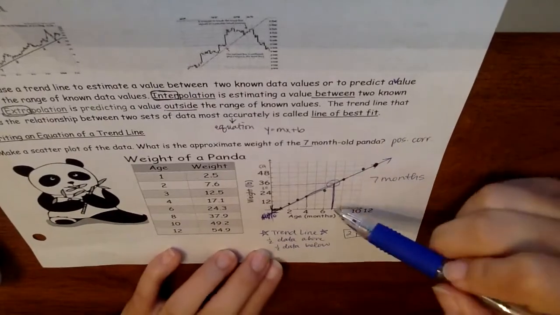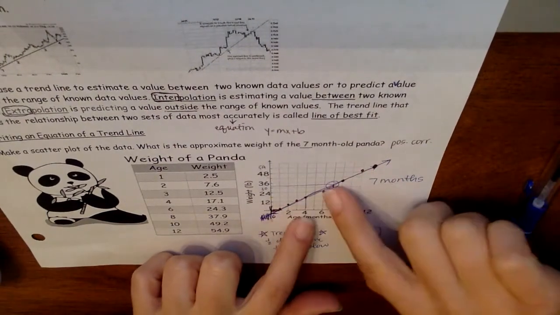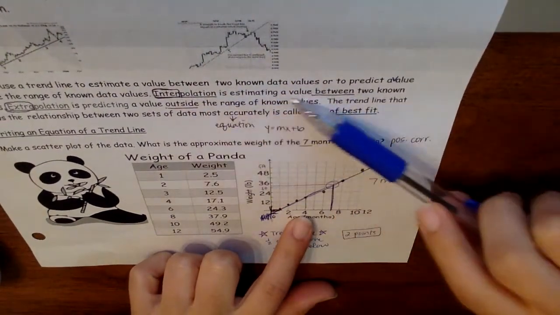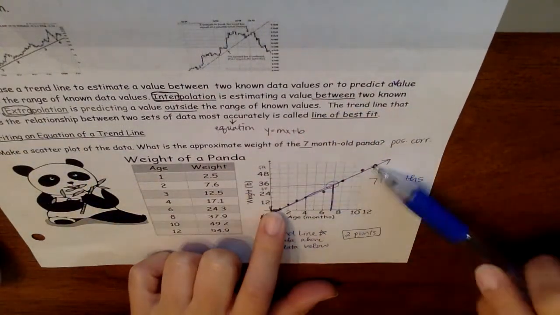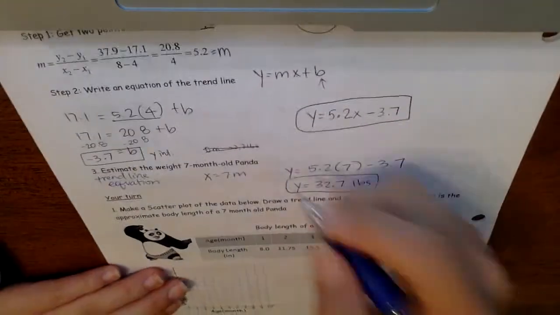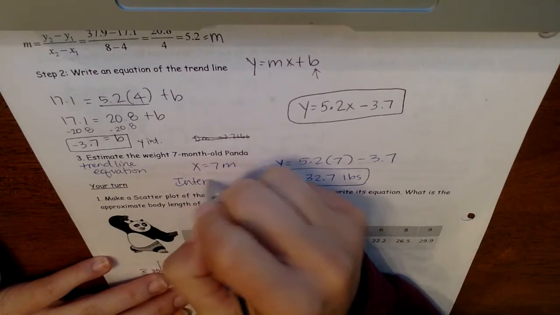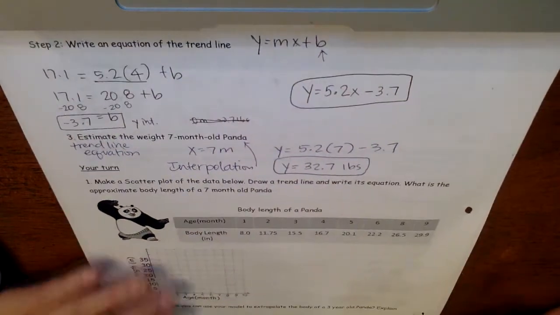And the other part of this is, because I'm asking about 7 months, that is within our data. So that would be interpolation, because we know the values between two known values. Make a note that this is interpolation because we know the values.